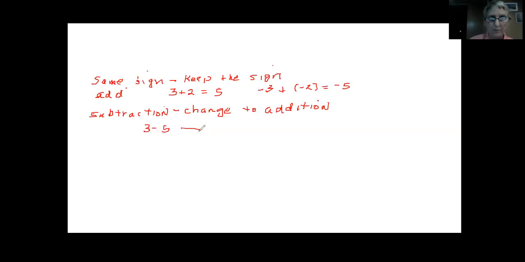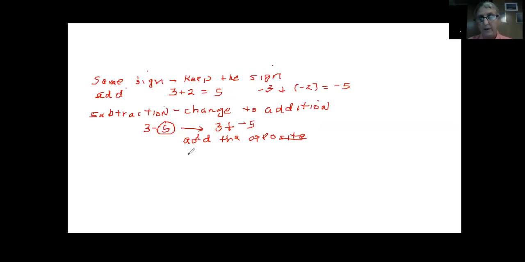First of all, the opposite of 5 is negative 5. So I add the opposite. That's the first method. Add the opposite. My writing tonight is not the best. Add the opposite. So that means 3 plus the opposite of 5, which is negative 5.